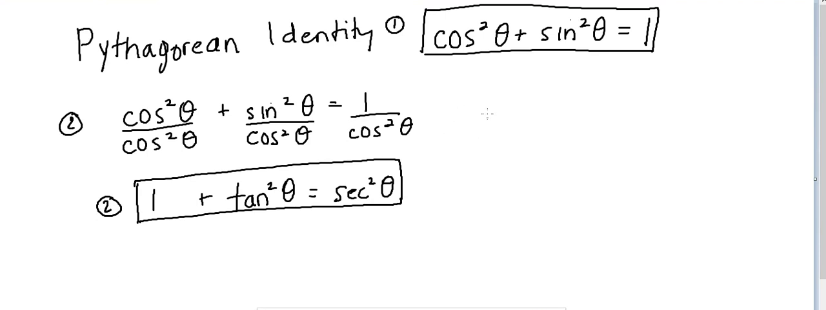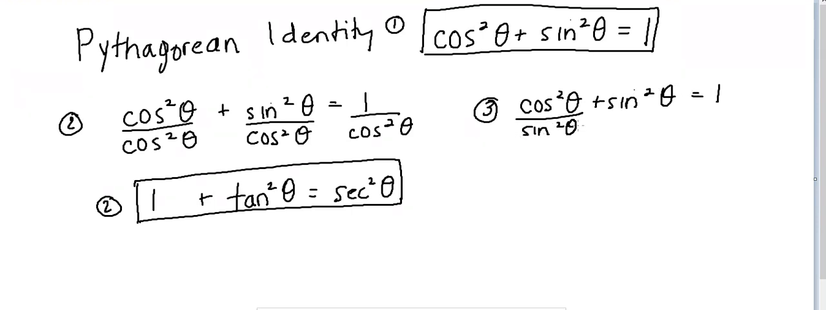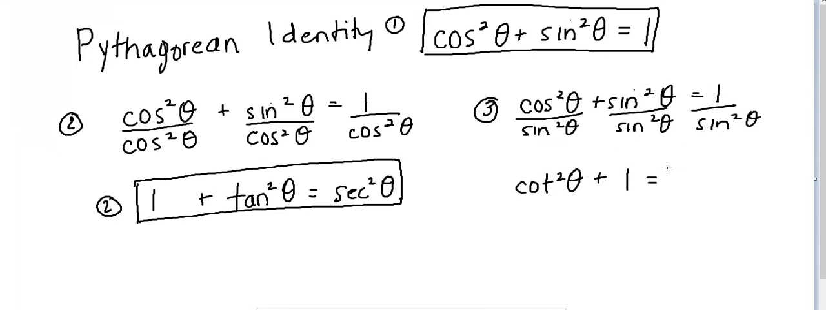And the third identity, okay, they all come from the basic one. They all come from the Pythagorean identity. If you were to divide everything by sine, okay, so that's how the third one was derived. Cosine over sine is cotan. Sine over sine is 1, and 1 over sine is cosecant. And this is the third identity.